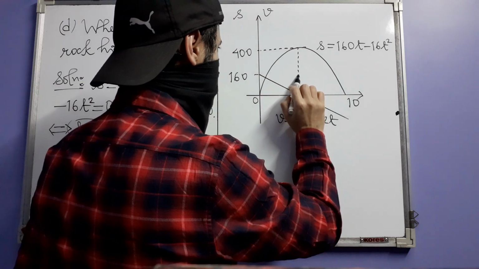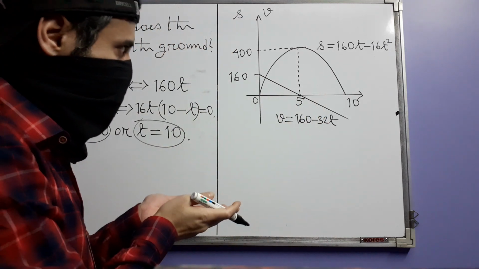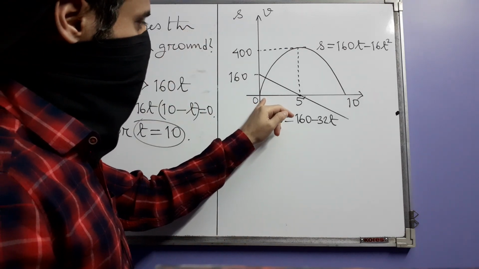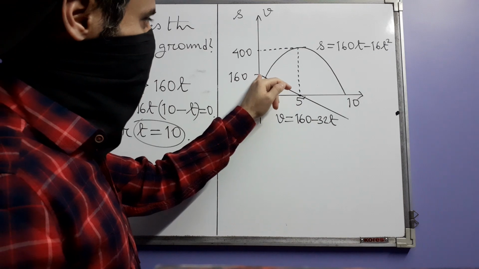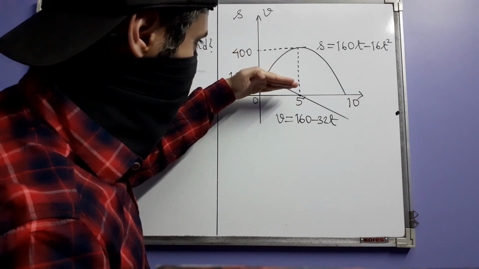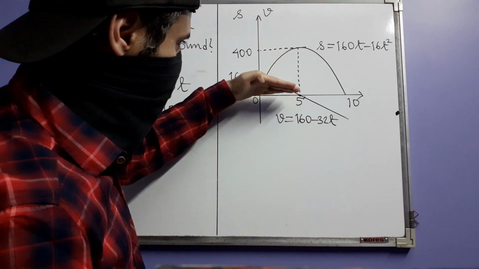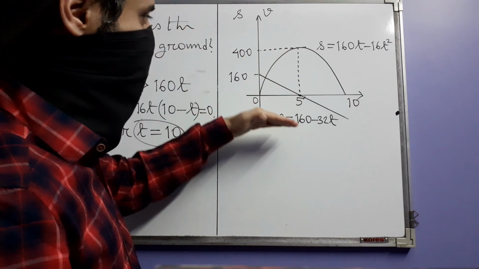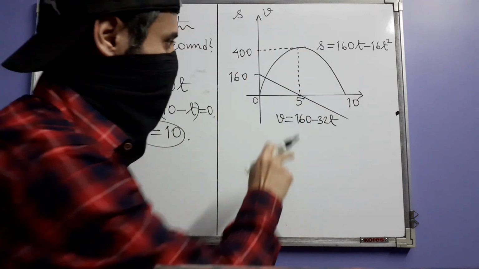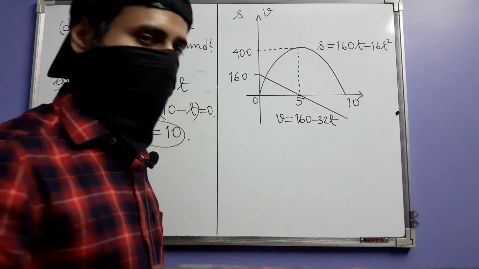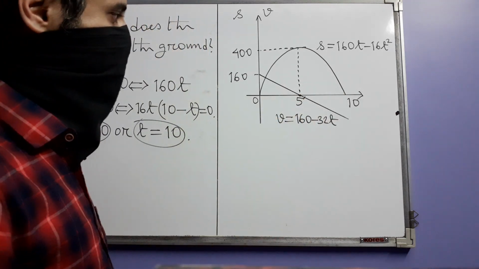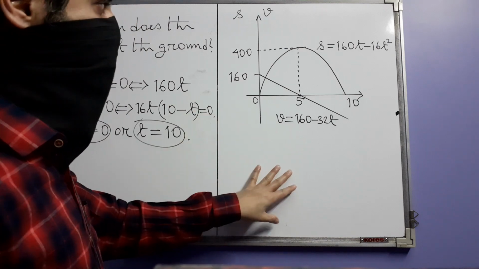Also, when the body was moving upwards, during that phase of the motion, the velocity values are positive, they are above the time axis. But during the other phase of the motion, when the body was coming down, velocity is negative, because all the velocity values are now below the time axis. So they are having negative values.